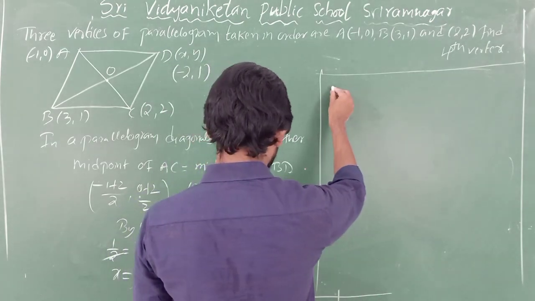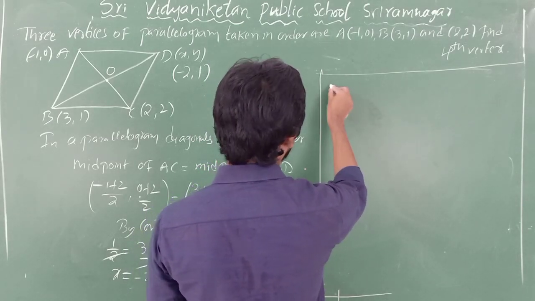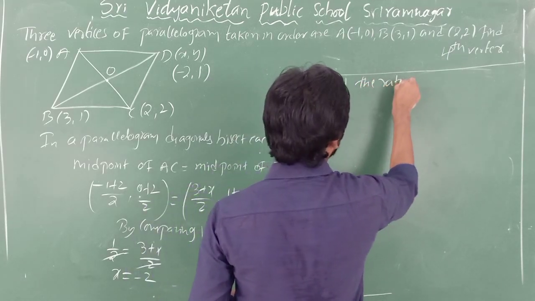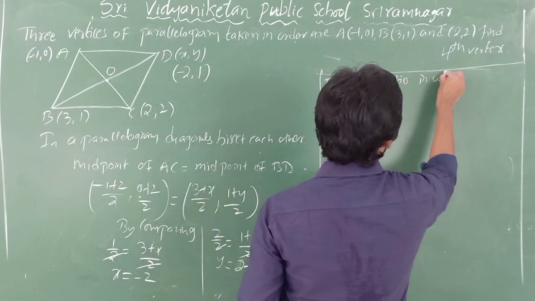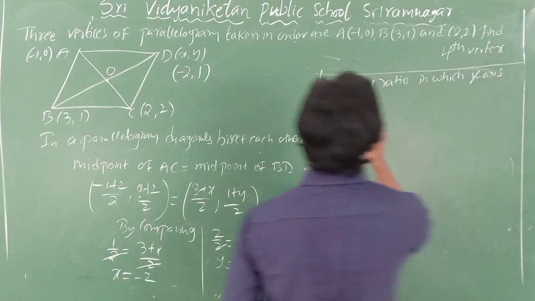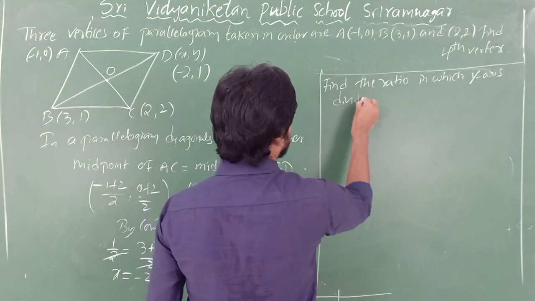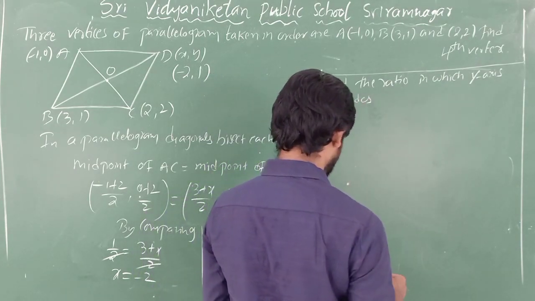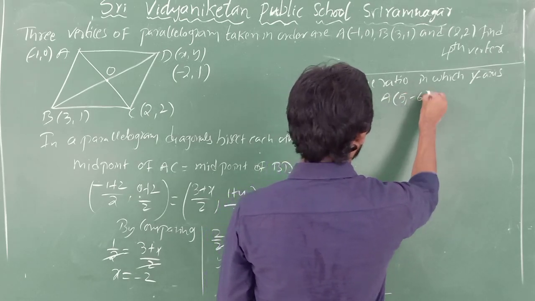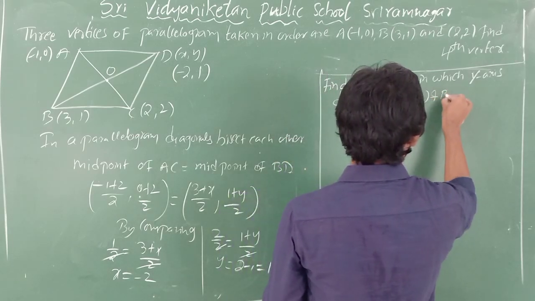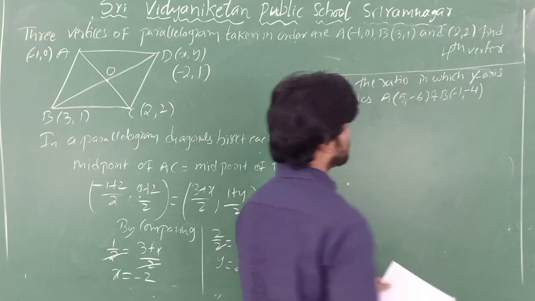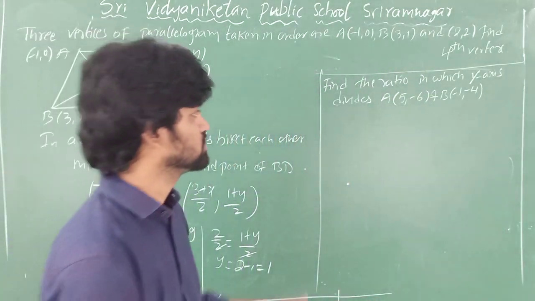Find the ratio in which the y-axis divides the line segment joining A(5, -6) and B(-1, -4), and also find its coordinates.